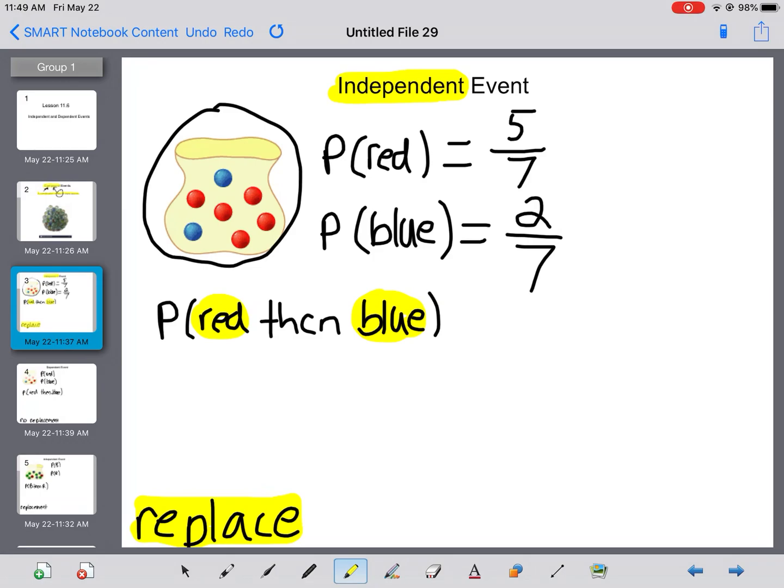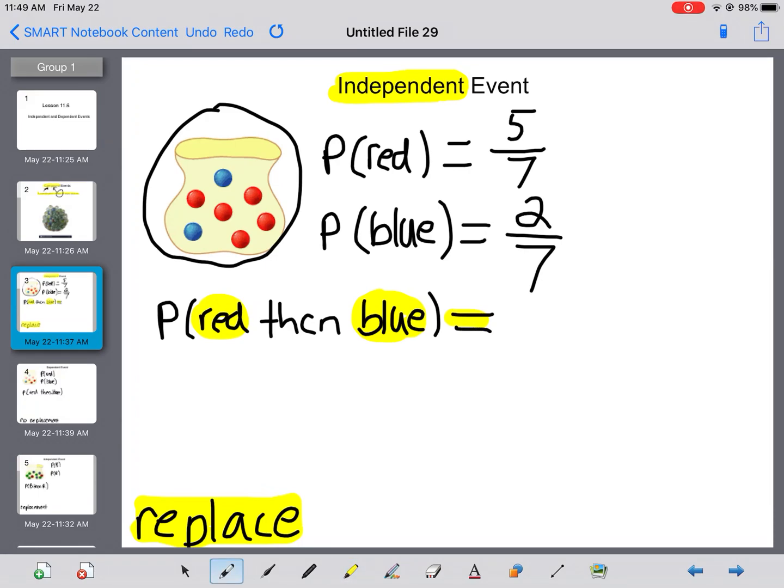So again, picture a bag of marbles maybe on my desk. You reach in, you pull out a marble. What's the chance you pull out a red? Then you put the marble back in. And now what's the chance that you pull out a blue? Well, the way that we can calculate that is by multiplying the probabilities of red and then blue.